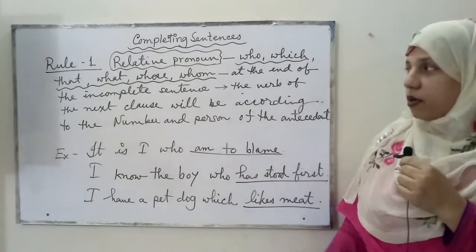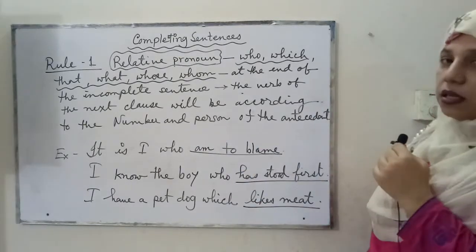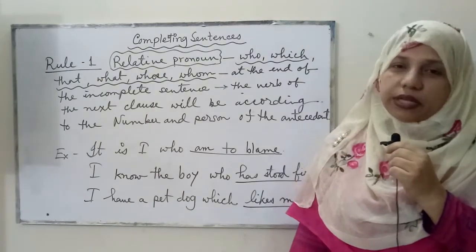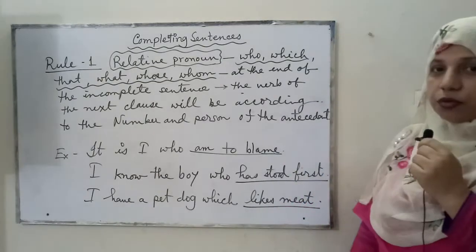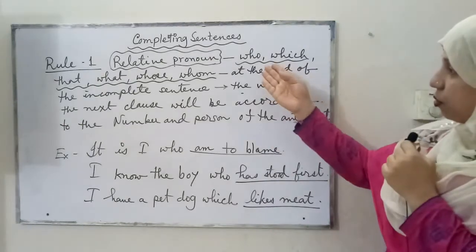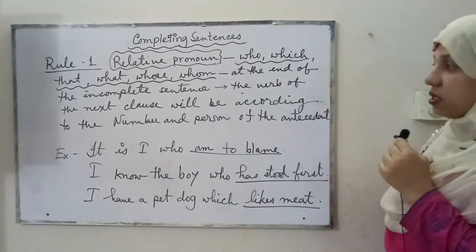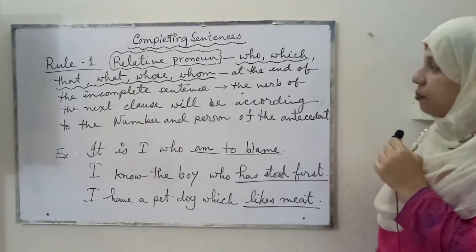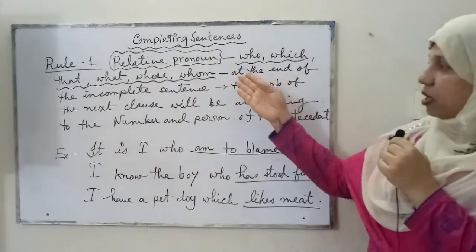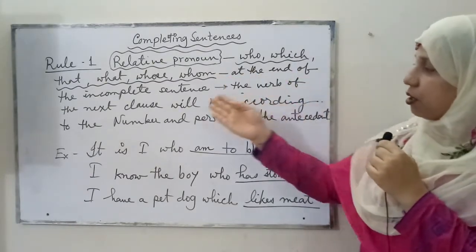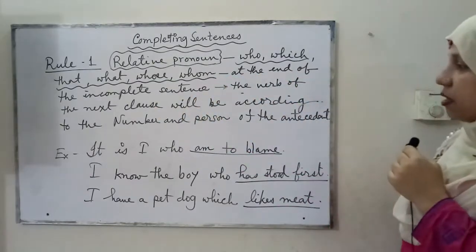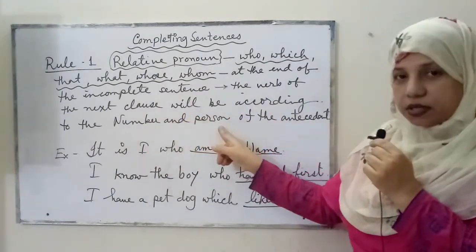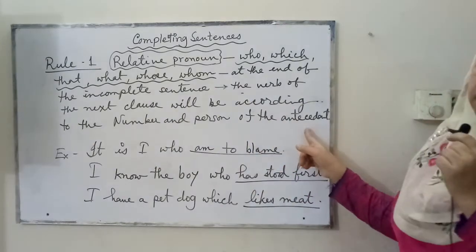Let's start with rule number 1, and here the clue will be a relative pronoun. Now, do we know which are the relative pronouns? Of course we do. Who, which, that, what, whose, whom. These are some examples of relative pronoun. When these relative pronouns come at the end of the incomplete sentence, the verb of the next clause will be according to the number and person of the antecedent.